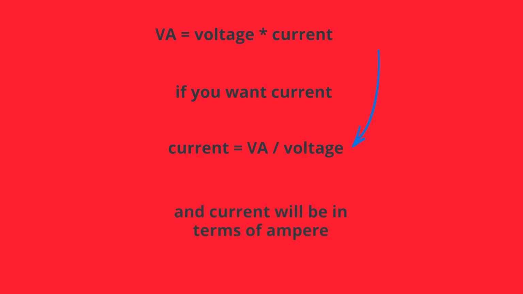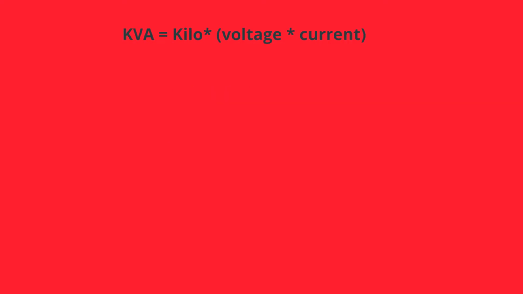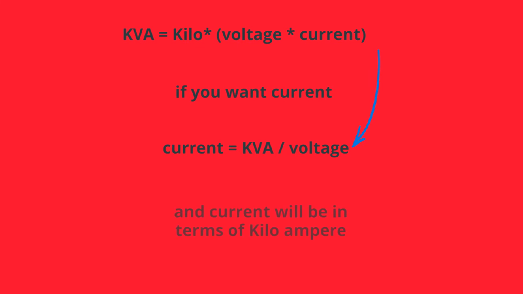Now we will look into some basics. The term volt ampere is nothing but voltage into current. If you want current, then current equals volt ampere divided by voltage, and we will get current in terms of ampere. The term kVA is equal to kilo into voltage into current. If you want current, then current equals kVA divided by voltage, and current will be in terms of kiloampere.